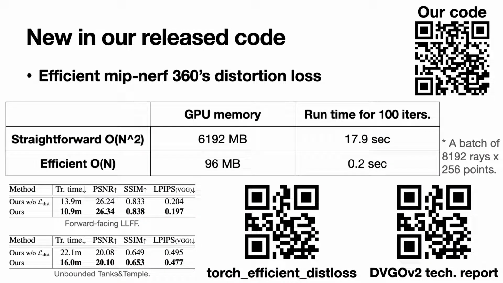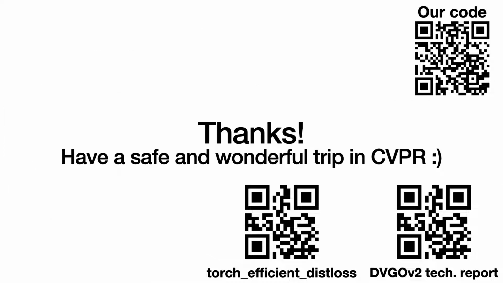We have also realized an efficient Mip-NeRF 360 distortion loss. Our space-time complexity is linear to the number of points on a ray, which is much more efficient than the straightforward n-squared realization. The loss improves our training time and result quality, and our efficient realization could let more work benefit from the loss.